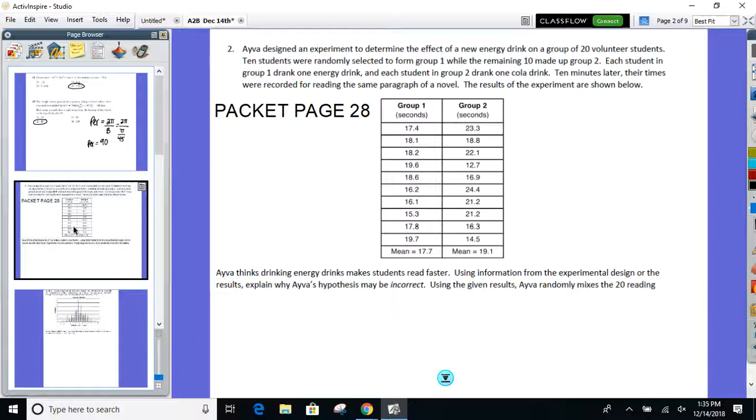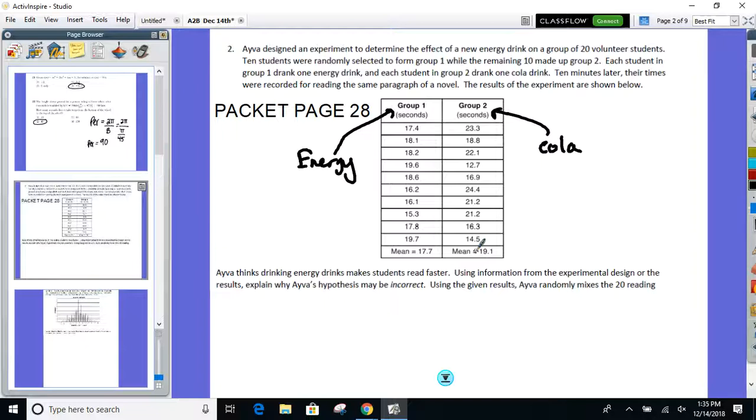Okay, so we get the gist of what she's doing here. She thinks if you drink an energy drink, you're going to read faster. So she had 20 people, divide them up into 2 groups of 10. Group 1 got the energy drink, and here are their times in seconds that they read a paragraph. And then she gave group 2 the cola. That's our control group, whatever you want to call it, and those are their times it took to read a paragraph.